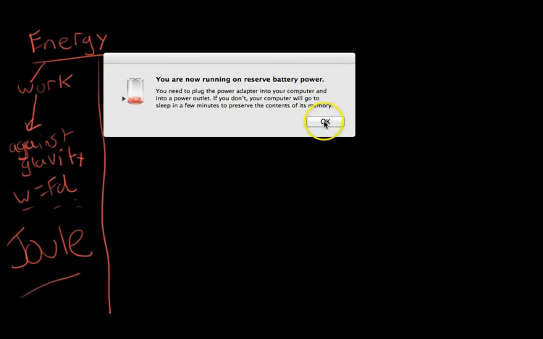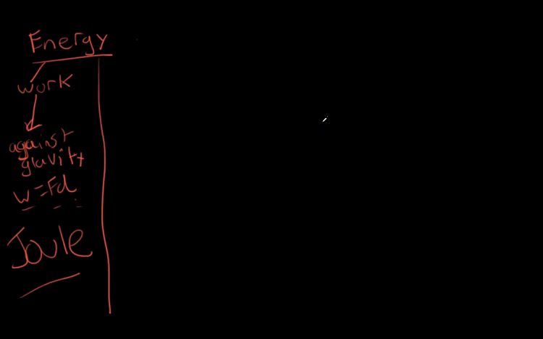Oops. Oh, my computer's running low on battery. I'm going to go plug it in. Okay, got my computer plugged back in.